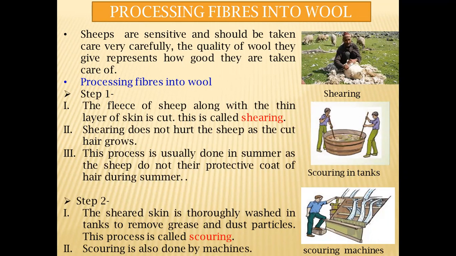Step 1. The fleece of sheep, along with a small thin layer of skin, is cut. This process is called shearing. This is very important, children, as they usually ask this as 2 mark questions in question answers. Like, what is shearing? This process is usually done in summer.